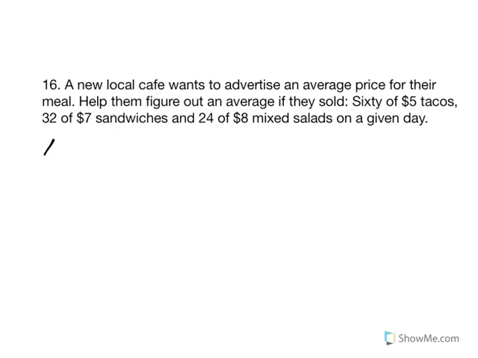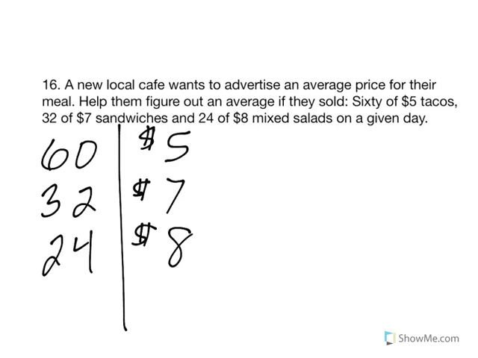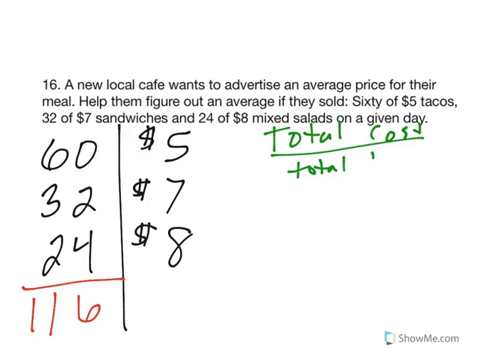So I've got 60 tacos at $5 a piece. I've got 32 sandwiches at $7 a piece. And I've got 24 mixed salads at $8 a piece. So I know total I sold 116 items. So when we're figuring this out, we want to do the total cost over the total number of items sold. And I know my total number of items is 116, but now I've got to figure my total cost.